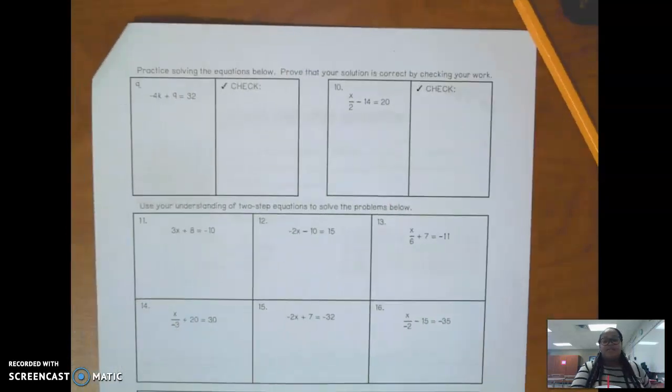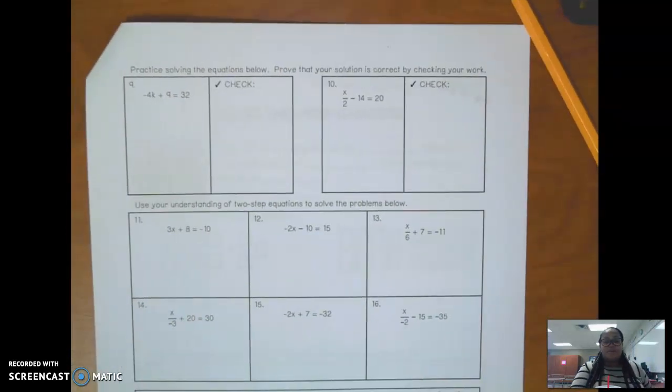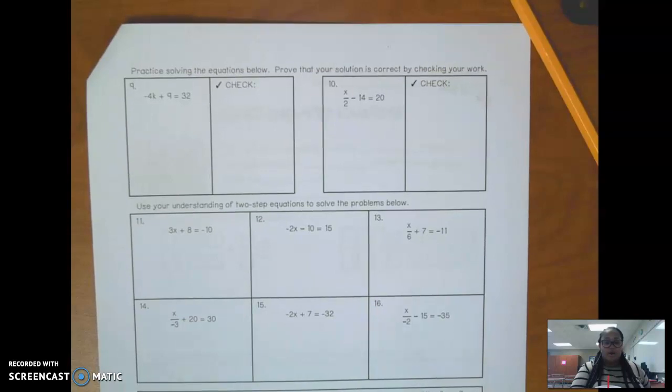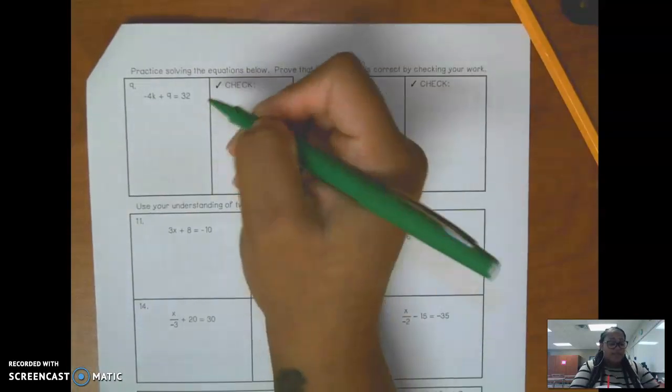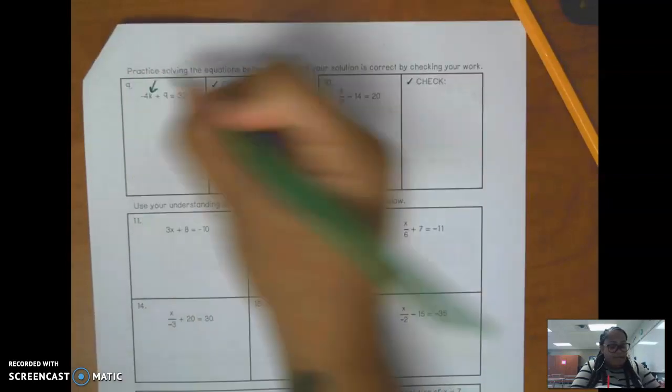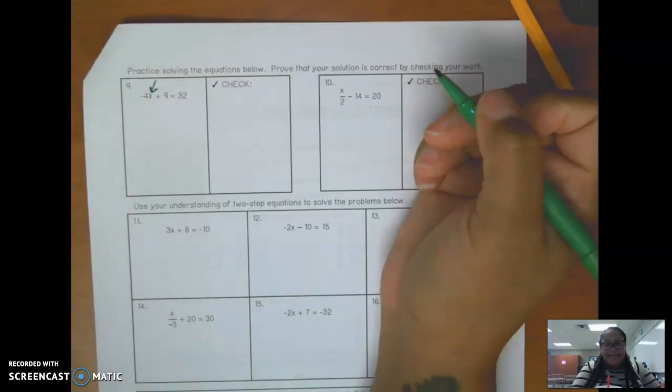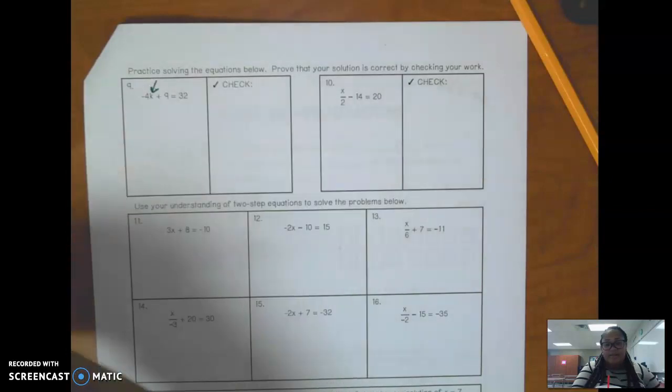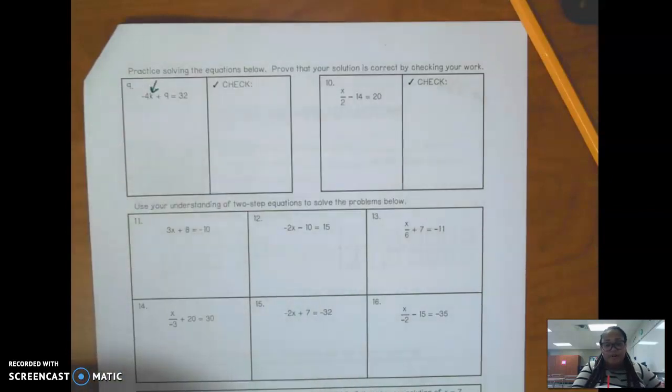So moving on, we're going to practice solving equations below. We're going to prove that your solution is correct by checking your work. So in order to check, that means I take whatever answer I get and I plug it back in to the variable's place. So I'm not writing any letters after I get through the second step of my check. I'm just having all numbers.